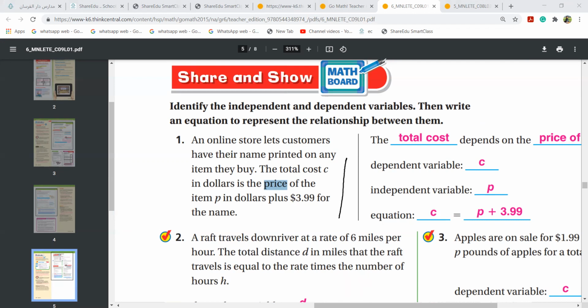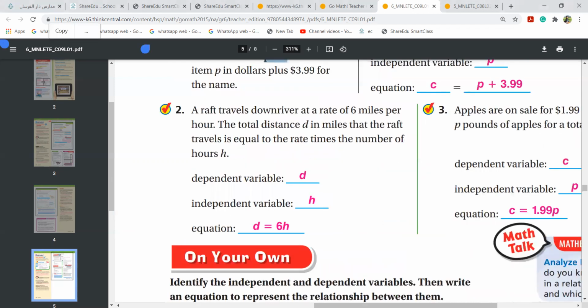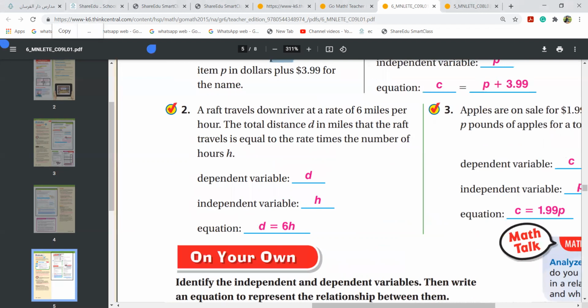Again, I'm going to show you. A raft travels down the river. Dependent is distance. Independent is H. And the equation is distance equals 6H. How do you get this? Read this: the total distance D is equal to the rate. How much was the rate? 6 miles. So 6 per hour means H, 6H.